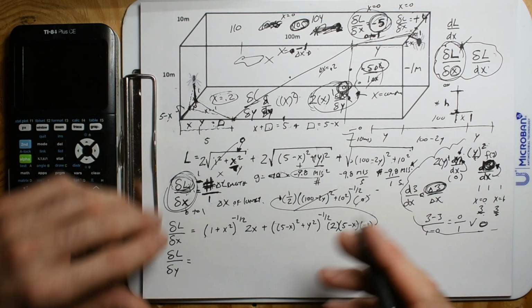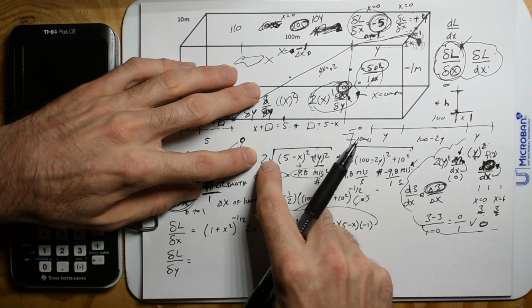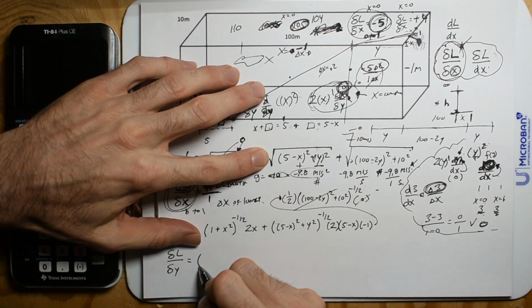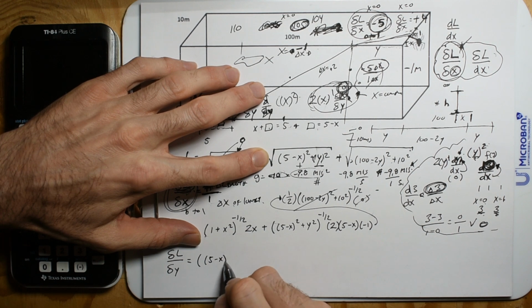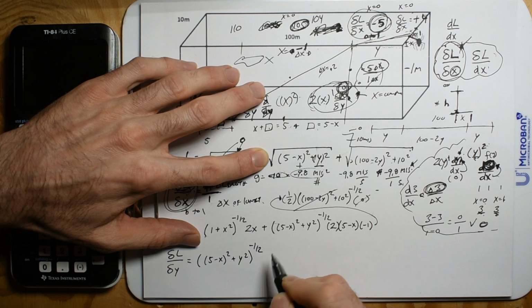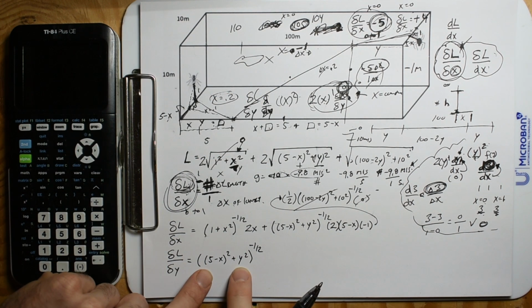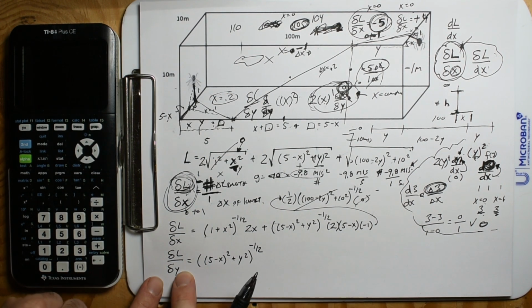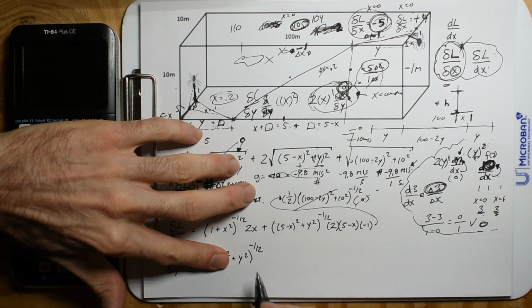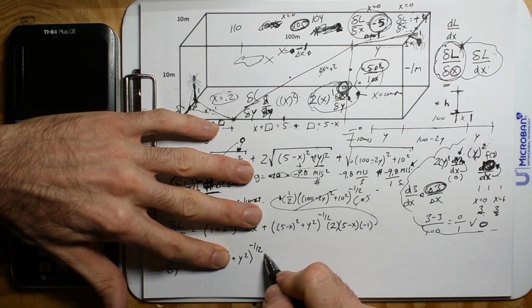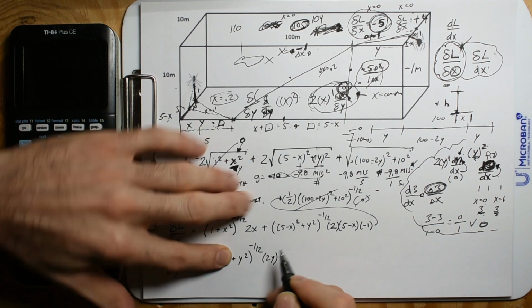Cool. Okay, moving on. So we're going to do this. The half comes down, cancels that 2. We're going to have 5 minus x squared plus y squared to the negative 1/2, and then multiplied by the derivative of the inside. With respect to y, this acts like a constant. So we're going to do that now, and then this is going to be 2y. Cool, done with that one.